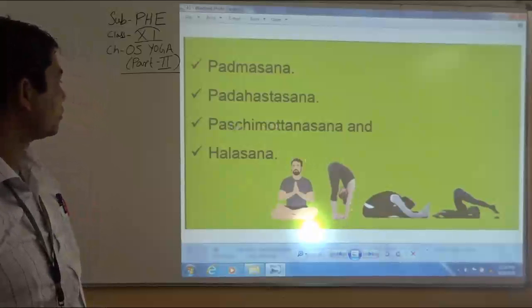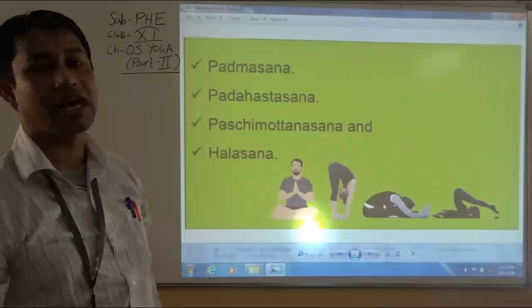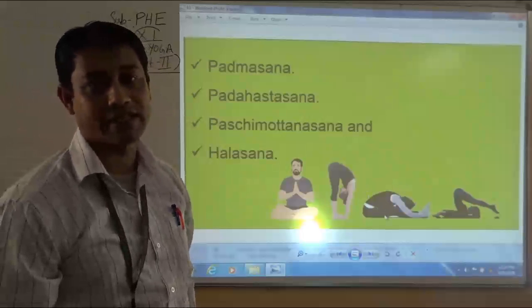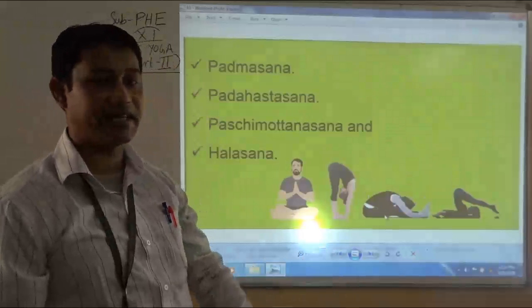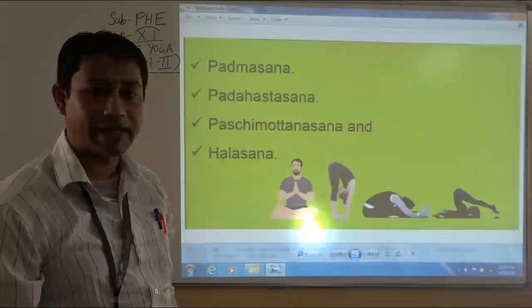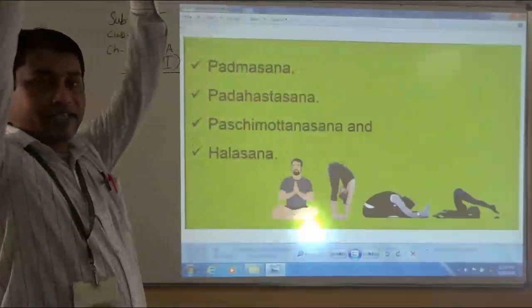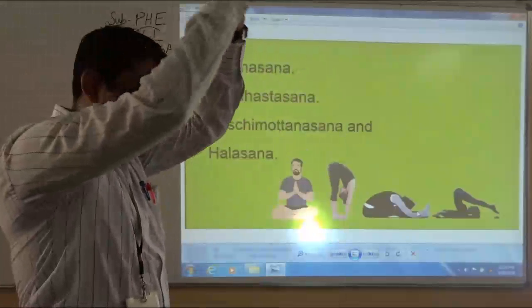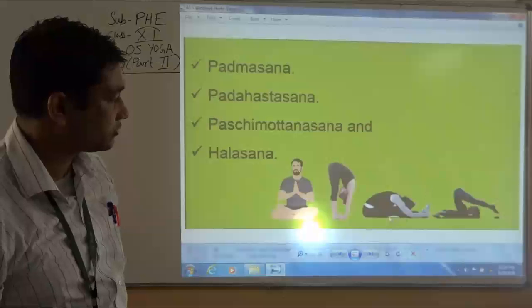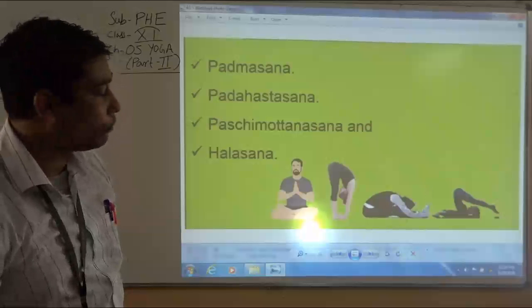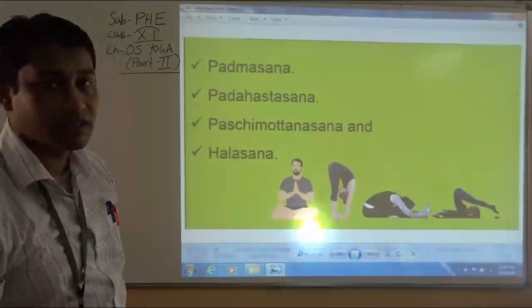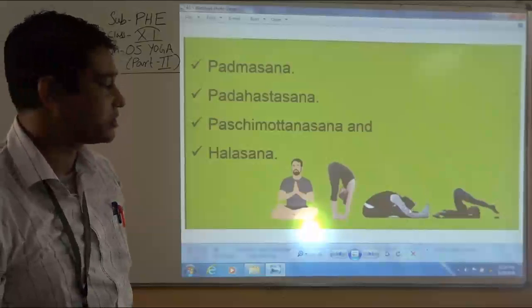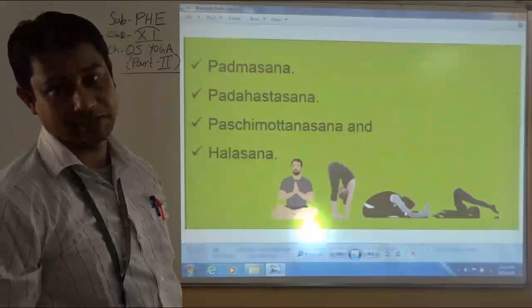The fourth one is Paschimottasana. In Paschimottasana, the subject needs to sit with his legs extended forward. Then from that position, the subject needs to raise both his hands, and with exhalation he needs to try to touch both his hands to his toes. Simultaneously the nose or the forehead of the subject needs to touch the knee.